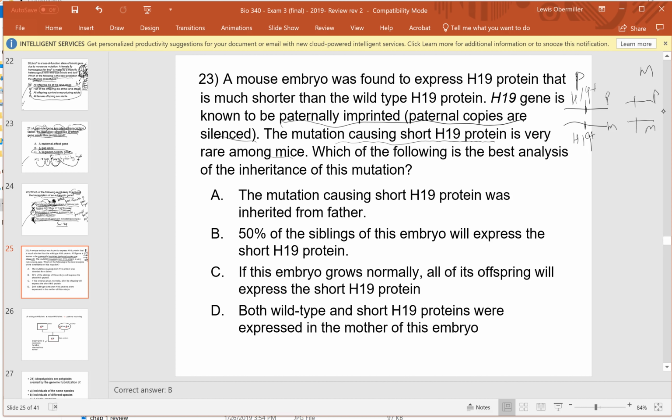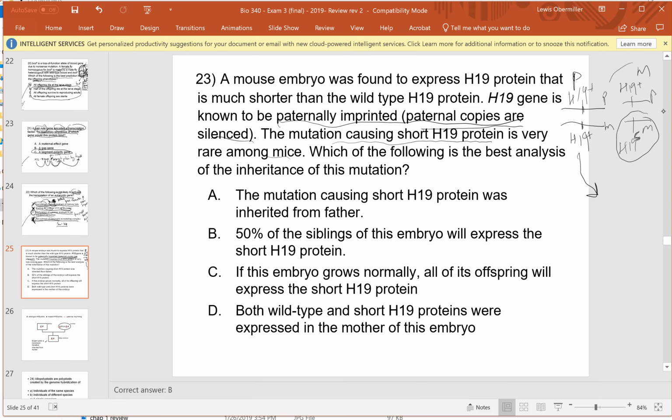And one of these is messed up. So when H19 is wild type and the other H19 is short, it doesn't matter what comes from dad because that's going to get turned off anyway, because H19 from the father, the paternal copies, are silenced. So only these count as part of the gametes.